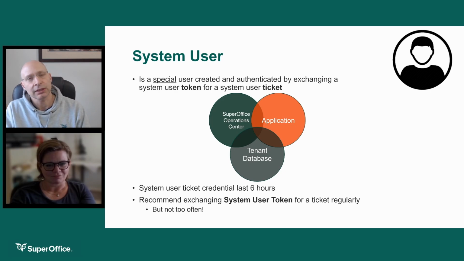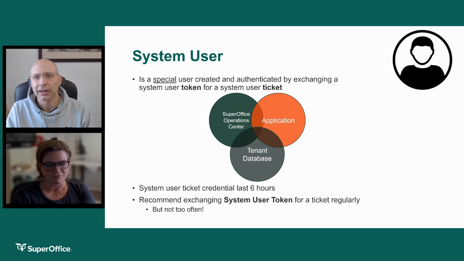The system user ticket credential is good for about 6 hours, but we recommend that you exchange the token for a new ticket roughly every 4 or 5 hours. But definitely don't do it for every single service method call that you're going to make. So try and limit your exchanging the token for a ticket on a periodic basis, like before and after long running batch processing, for example, is probably a good use case.